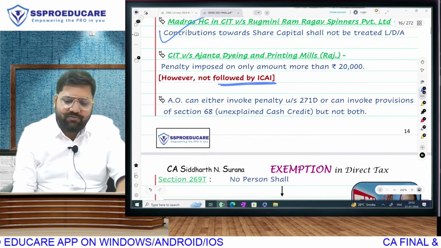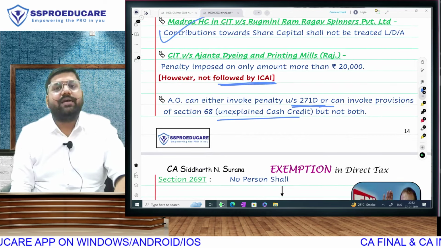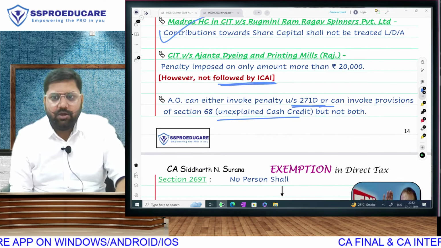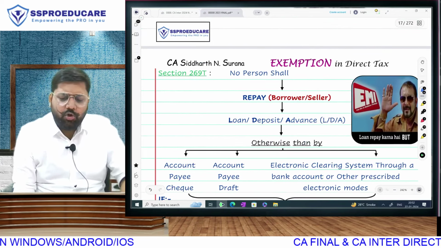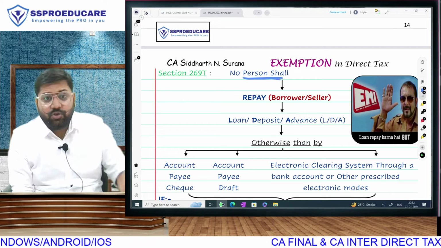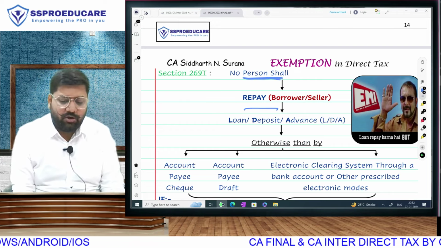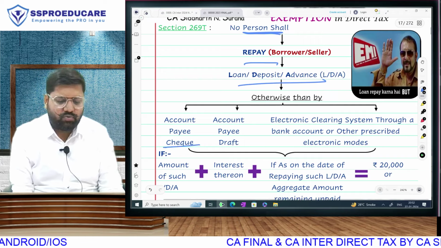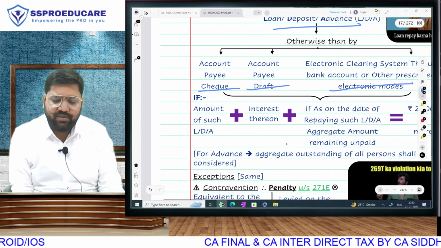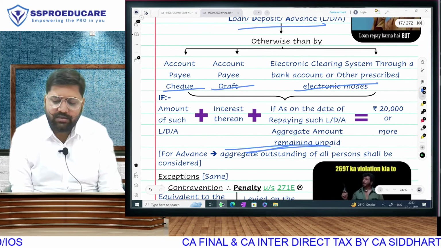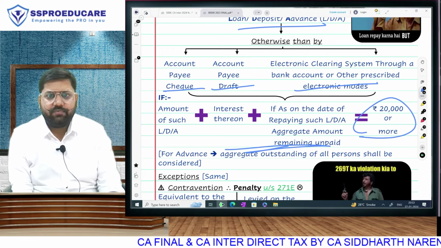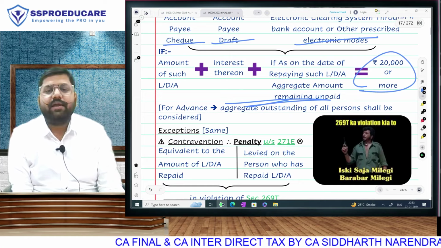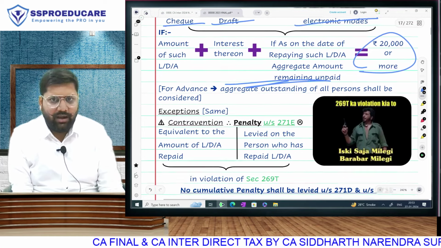The AO can either invoke the cash loan penalty or consider it as an unexplained cash credit. He cannot apply both. He can levy only one of the two penalties. Second, no person shall repay. So you have taken through allowed modes, now repay also through allowed modes. Repay the loan, advance, deposit only through the three allowable modes if the amount before repayment is 20,000 or more.